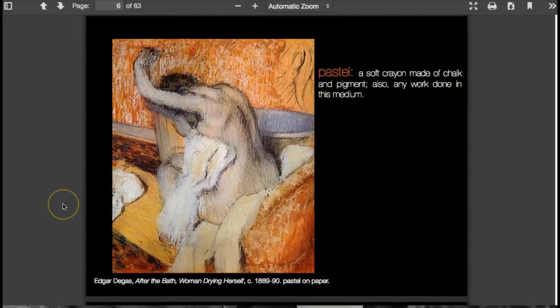We also would consider pastels a drawing material, even though sometimes they can look a little bit more like paintings. This is a soft crayon made of chalk and pigment. And we also call any work that's done in this medium a pastel. So if you were to say, what medium is this, you would say pastel on paper, for example. And Degas loved this medium because he could work very quickly. So he could do these studies. For example, he did a lot of studies of women bathing. And he often caught them in these very precarious, kind of awkward postures.